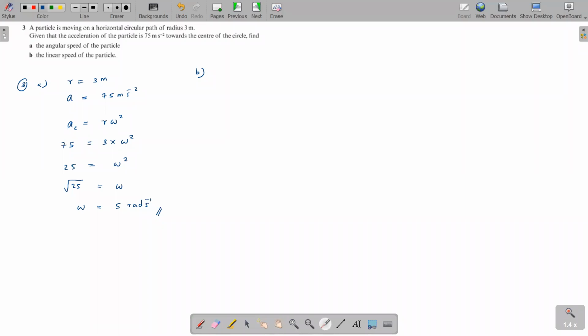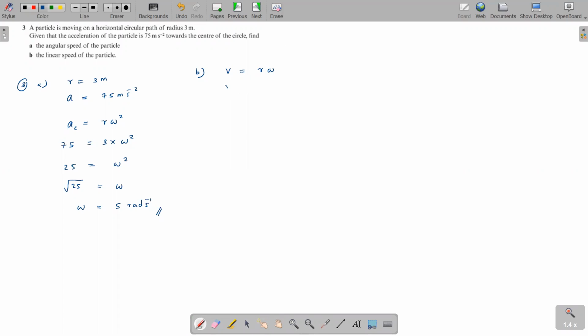So in part B, they ask you to find the linear speed of the particle. To get the linear speed, you could again use acceleration equals the second equation, v squared over r, or you can also use v equals r omega, the very first equation. Anything is fine. You could use acceleration is v squared over r, or linear speed is equal to r omega.